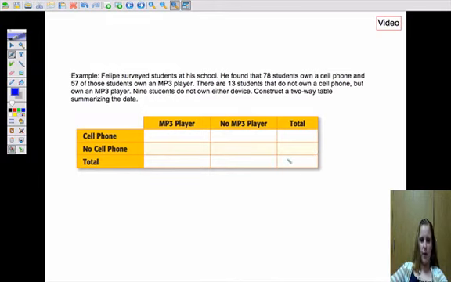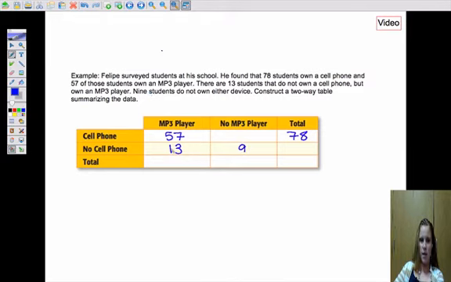So he found that 78 students own a cell phone, and 57 of those students own an MP3 player. So 78 students have a cell phone, so that would be our total for cell phones. 57 of those have an MP3 player. Okay, so 57 and 78 is what we have. There are 13 students that do not own a cell phone but own an MP3 player. So MP3 player, yes. Cell phone, no. 13. Okay. 9 students do not own either device.